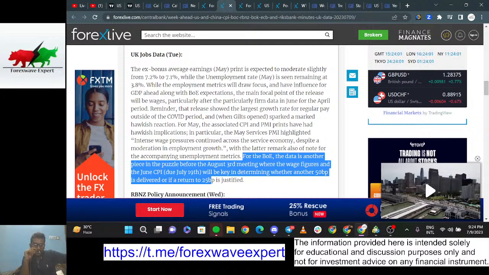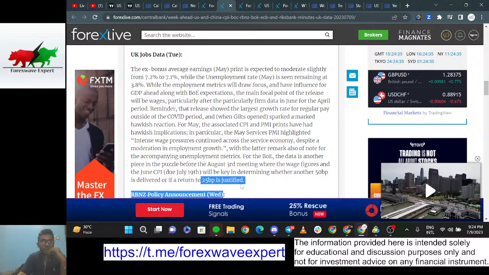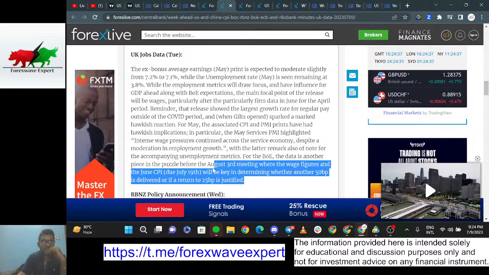For the Bank of England, if the job data is good, then they have the chance to increase, and with the CPI values released on July 19th, that's going to trigger more bullish movements on the pound. But on the reverse side, if that doesn't happen, there is a high chance that interest rates may revert to 25 basis points, which at some point they think is justified.